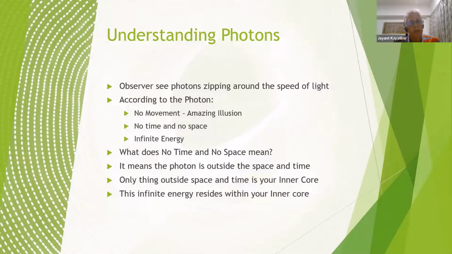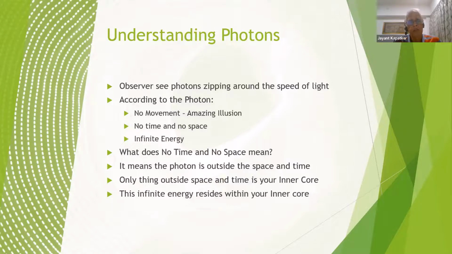The observer sees the photon zipping around at the speed of light. But according to the photon, it sees no movement at all. If you have the camera, it will show there's no time, no space. For anything traveling at the speed of light, there's no time, no space. And it has infinite energy. So where is the point in the universe where there is no time and no space? You can't just think about it. There's no place in the universe out there. Everything outside has space and time.